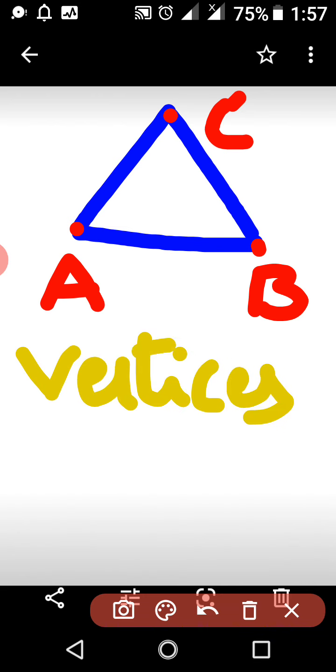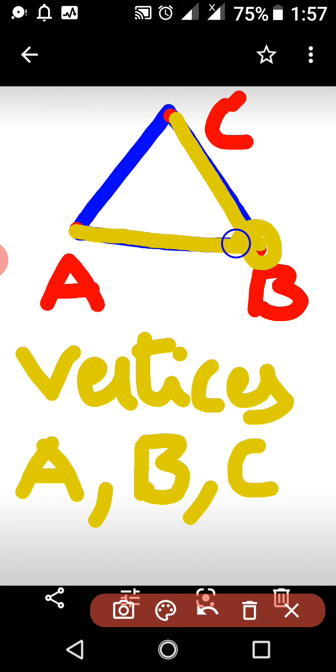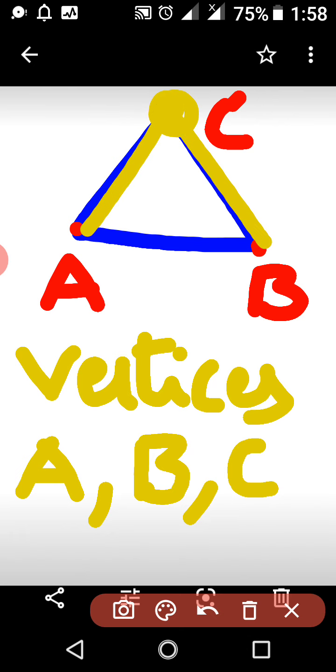Vertices are 3. They are vertex A and vertex B and vertex C. If you observe for line segment AB and AC, A is a common endpoint, so it is called as a vertex, and for line segment AB and BC, B is the common point, so it is also known as a vertex, and for line segment BC and CA, C is the common point. So finally we have 3 vertices.